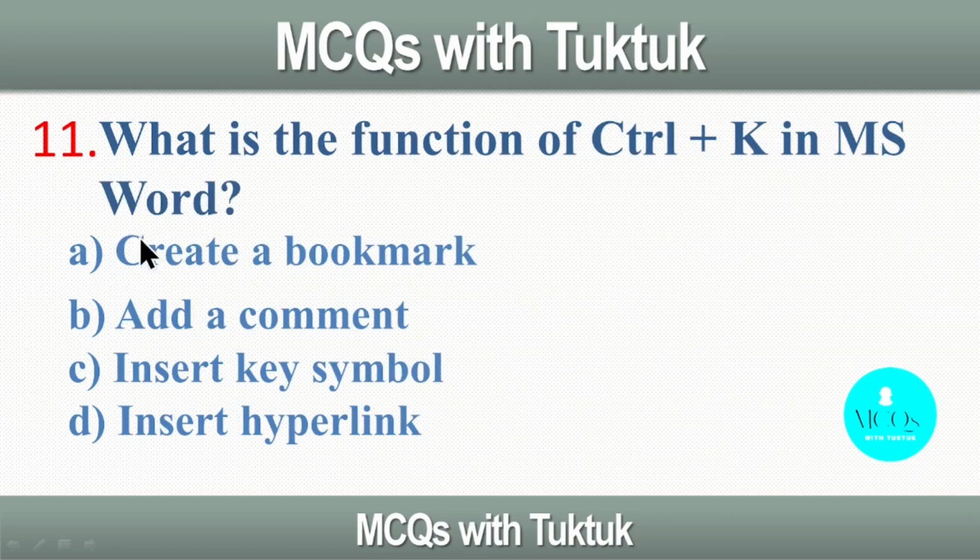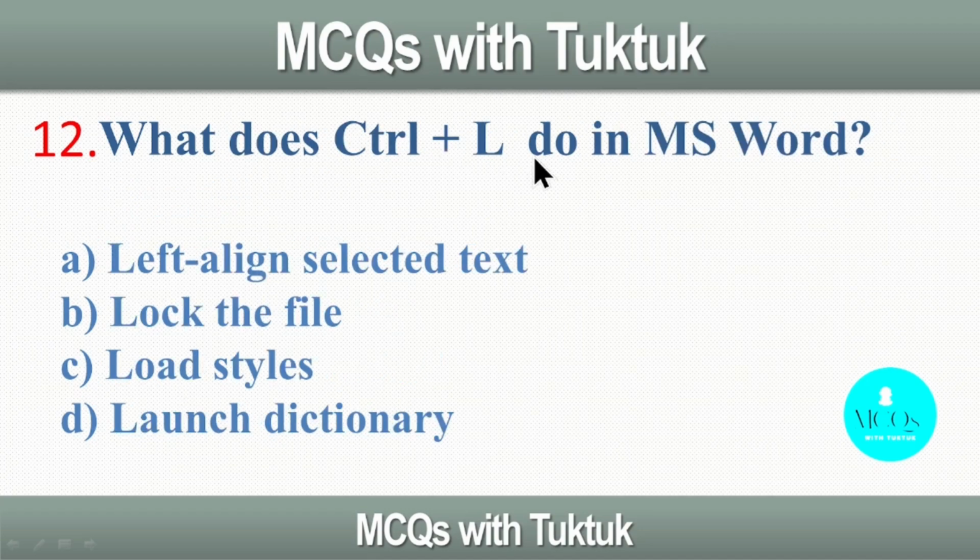Ctrl K will help you to insert a hyperlink. What does the function of Ctrl plus K in MS Word do? It will show you the insert hyperlink dialog box so that you can insert the hyperlink. What does Ctrl L do? As I told you earlier, it will help you to left align the selected text.